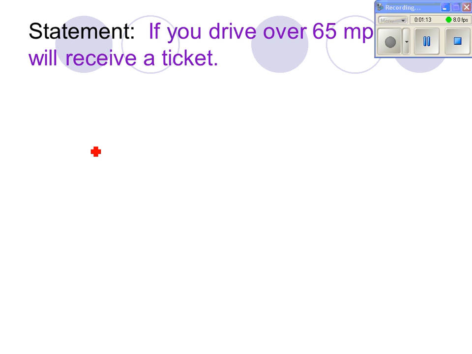Right, these are the notes over conditional statements, and then we're going to cover a couple of laws. First statement.